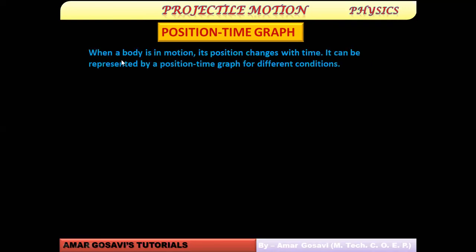The first point to be understood over here is that when a body is in motion, obviously its position changes with time. And it can be represented by the position time graph in different ways. That's what I was saying in the initial stages. So let's talk about certain cases. The first case can be the object is at rest. Now when I say the object is at rest, how would the graph look like? Let's try drawing the graph.